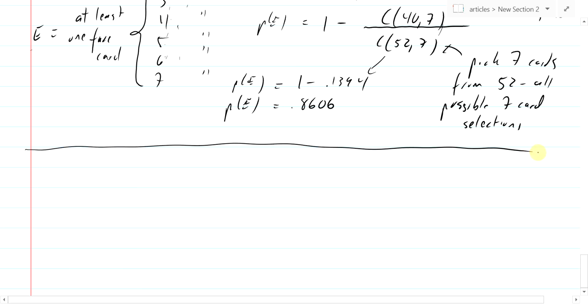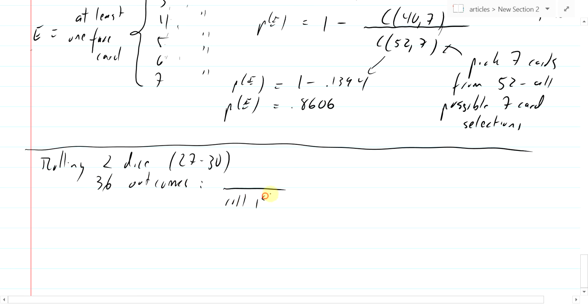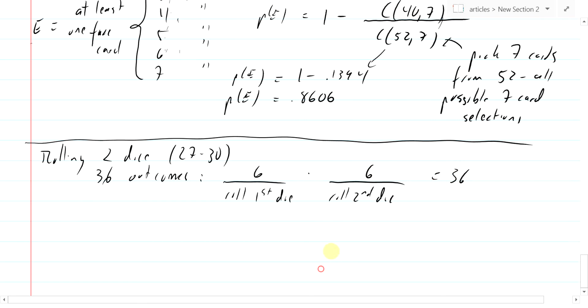Okay. Rolling 2 dice. This is problems 27 through 30. Well, I'm not going to fill out the whole table, but we know there's 36 outcomes. Right? Because what's the process of rolling 2 dice? You roll the first die, and you get 6 outcomes for that, and you roll the second die, and there's 6 possible outcomes for that. So rolling 2 dice, there's 36 possibilities.